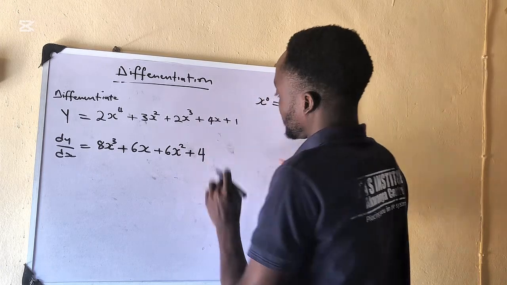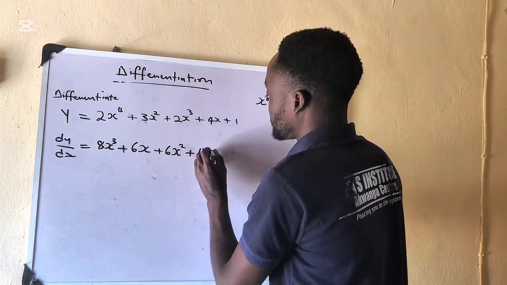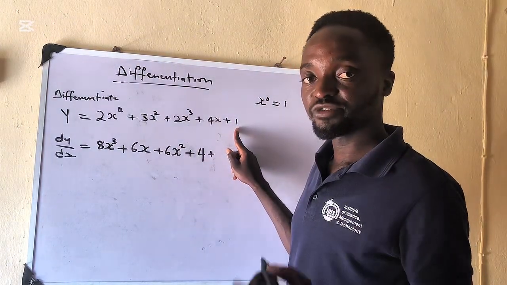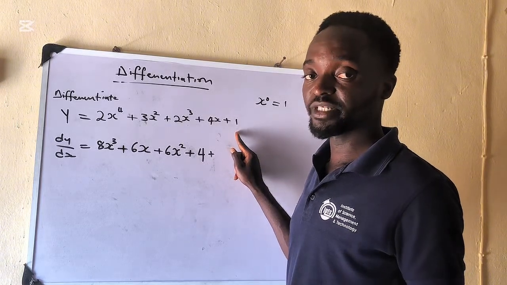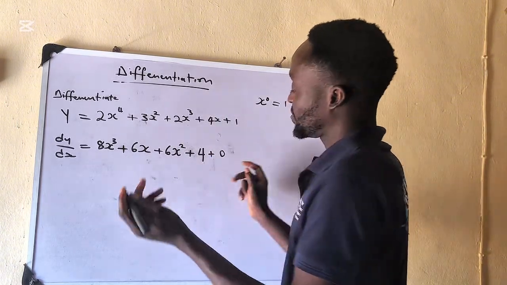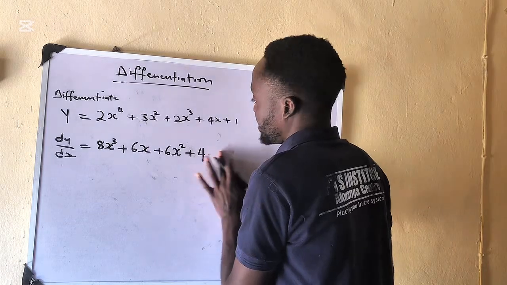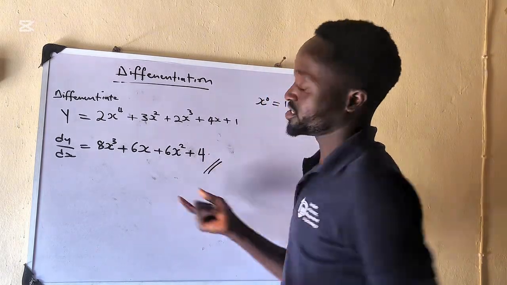Then plus. Now, if you differentiate 1, it is going to be 0. Anytime you have a constant number only, by the time you differentiate, it's going to be 0. So there's no need of even writing the 0. So you can just leave it like this. And this becomes the differentiation of this function. Okay.